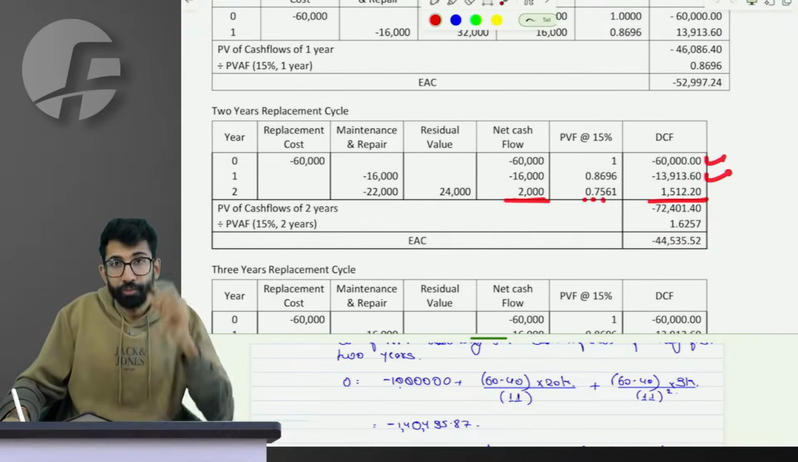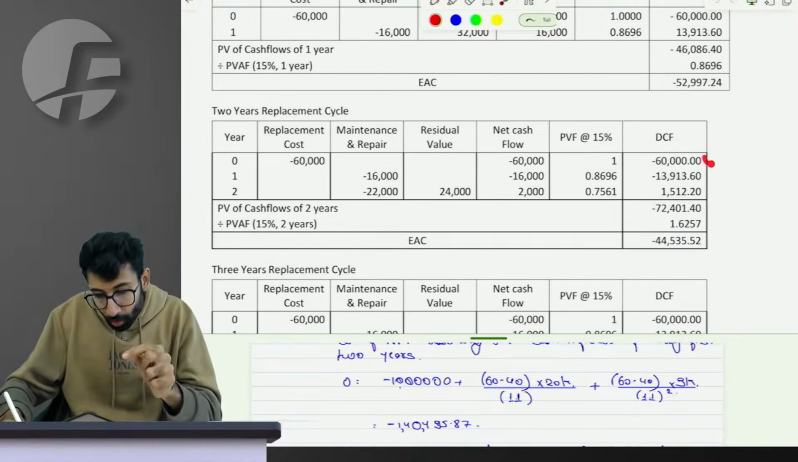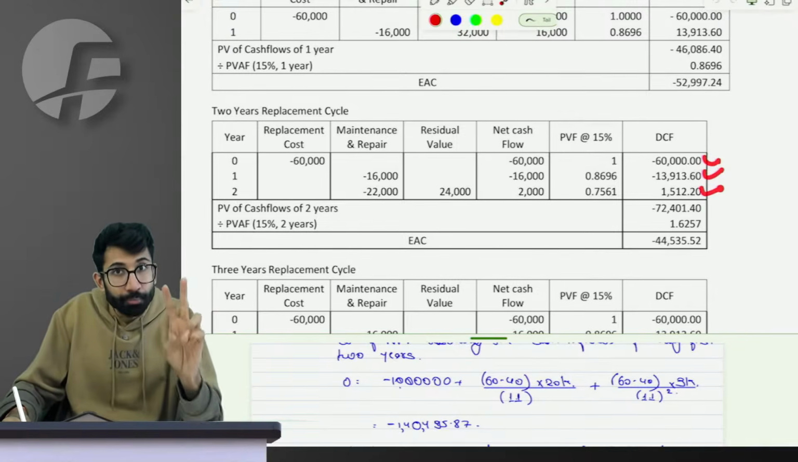2 outflows of years 0 and 1 and 1 inflow of year 2, right?